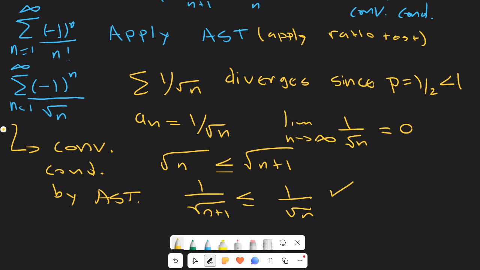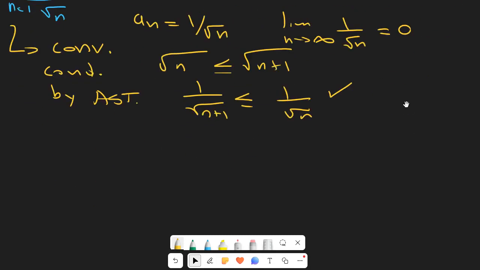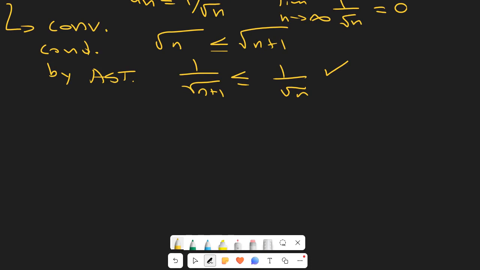Now, basically, one thing that you could do is to look at what would happen if you rearrange the terms. So if you were to rearrange the terms of a conditionally convergent series, what could happen? And you could look at a particular example.